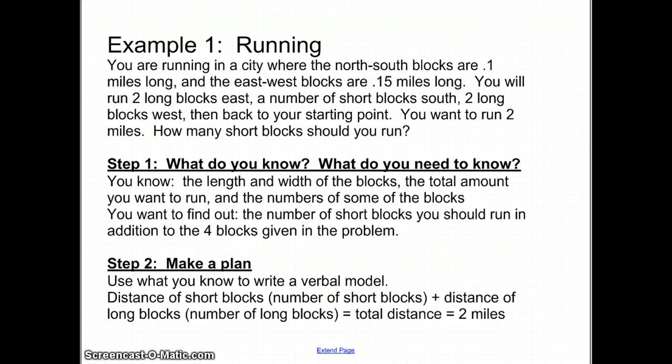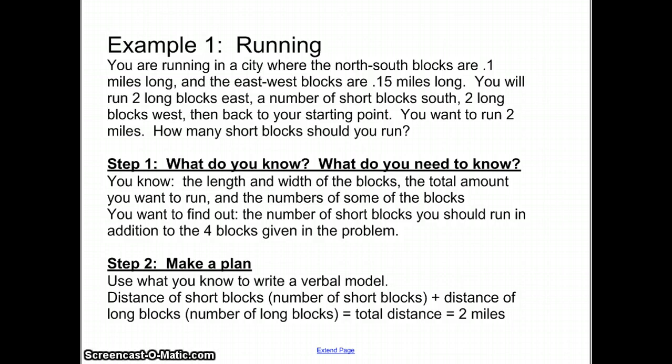Well, according to our plan, we look in step 1 and figure out what do we know and what do we need to know. You know how long the blocks are in the city. You know the length and the width of the blocks, and you also know the total amount you want to run. They've also given you the number of some of the blocks that you want to run. So you know how many you're running in a certain direction, so that's going to help you out. But you need to find how many short blocks you're going to run. You're given the long blocks, but you need to find the short blocks.